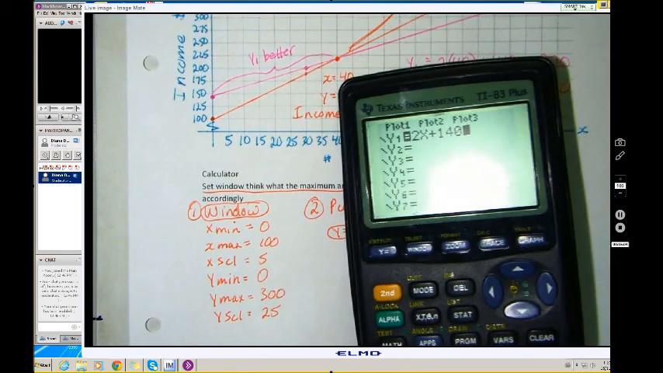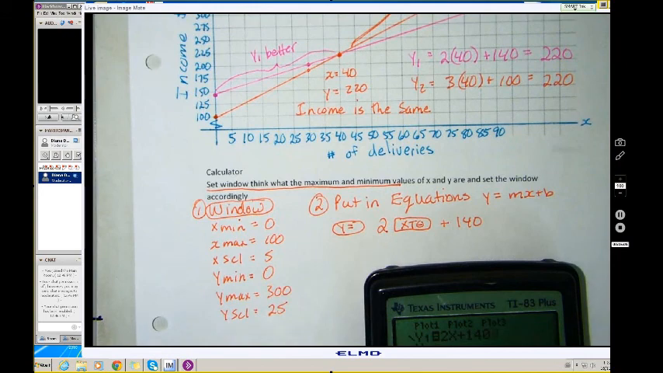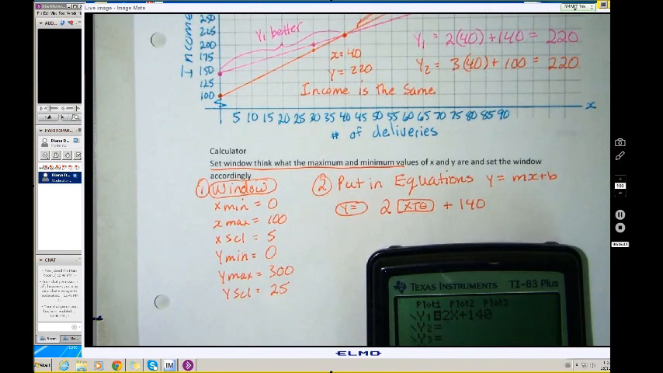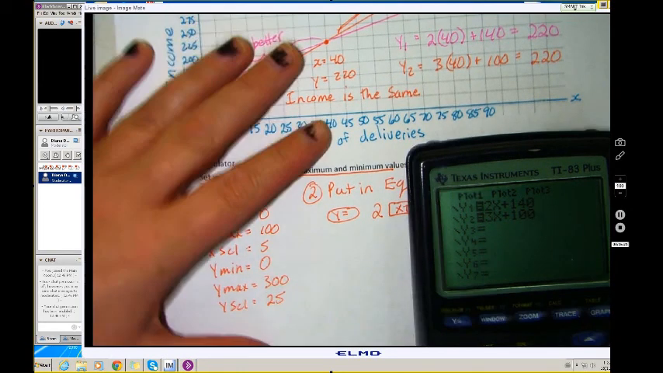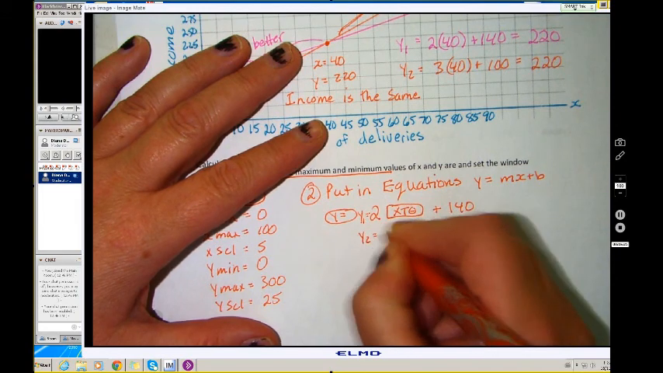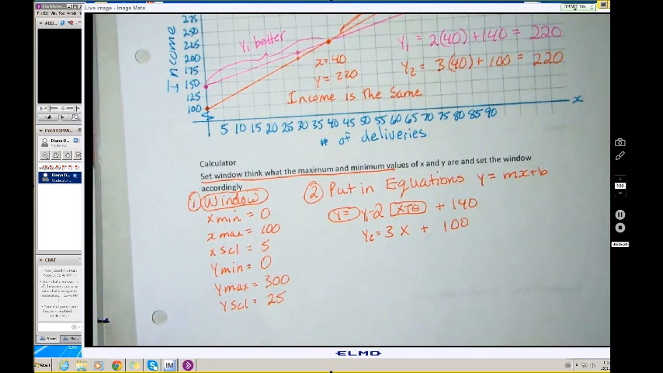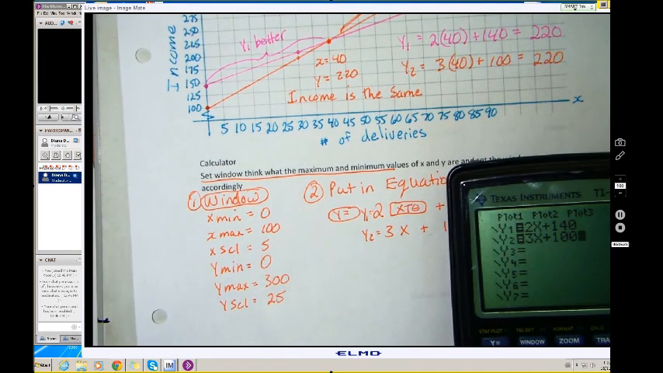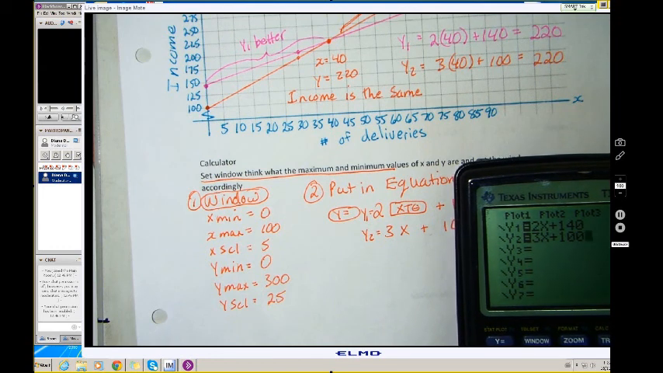And glare on there is not good. And then we have a second equation. You can hit enter or the down key. There's 3x plus 100. So you want it in Y1 and Y2. So you put those equations in. Does everybody have those in there?